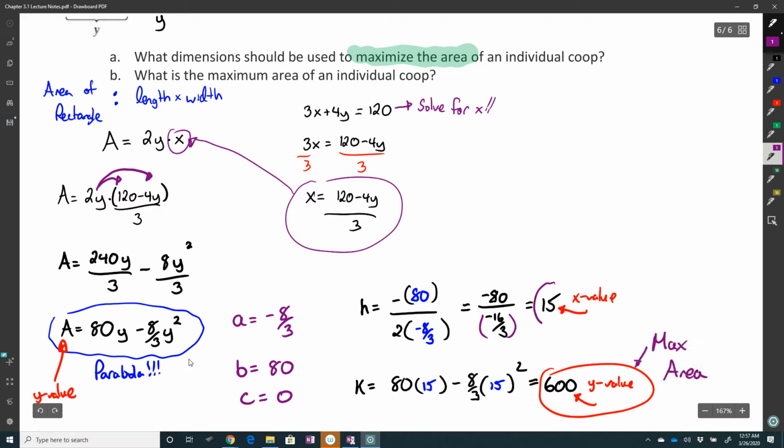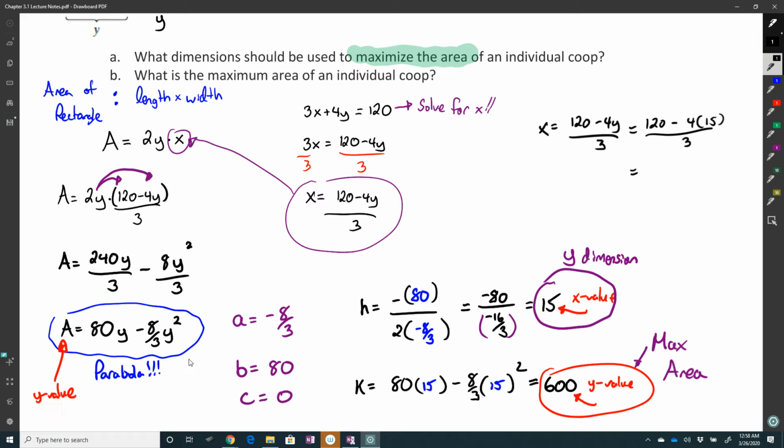So what was x? And that's where this formula comes in. I know that x is equal to 120 minus 4y over 3. So that's 120 minus 4 times 15, over 3. So 120 minus 4 times 15, divided by 3, is 20.